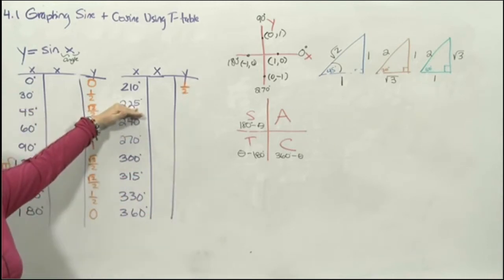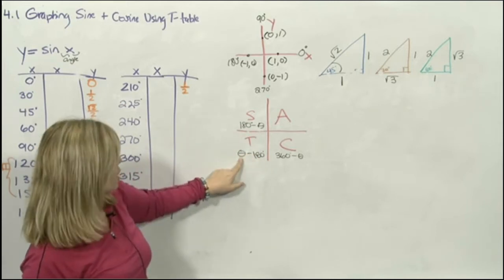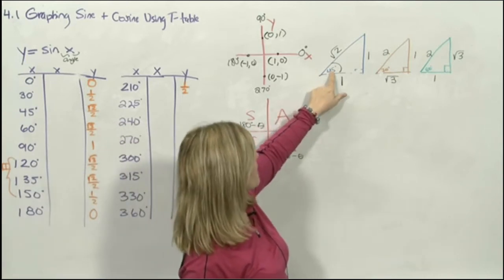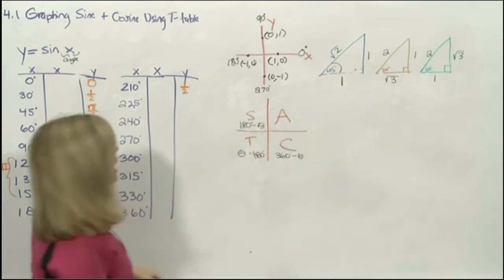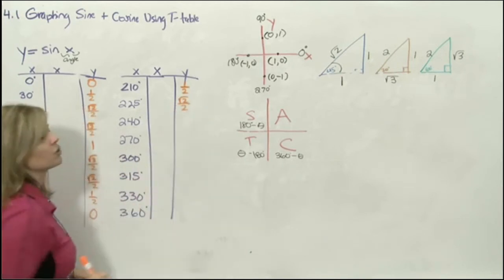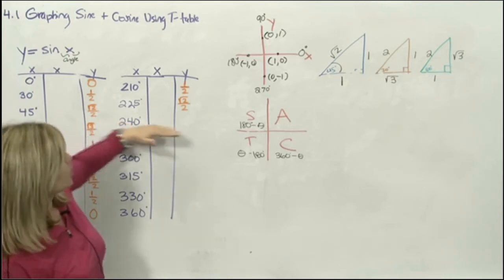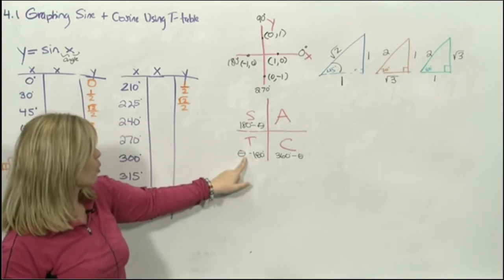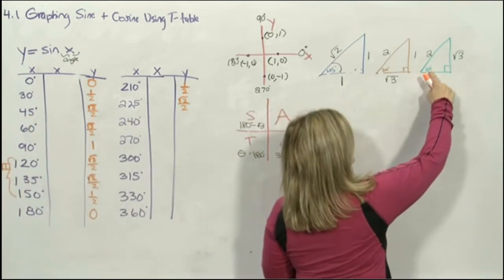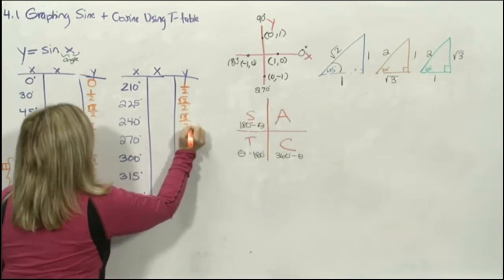I'm going to look 225 up. What quadrant? 3. 225 minus 180 is 45. Sine of 45, y over r. I do not write 1 over square root of 2. It rationalizes to be square root of 2 over 2. 240 is in quadrant 3. 240 minus 180 is 60. So I'm going to look up the sine of 60, y over r, square root of 3 over 2.